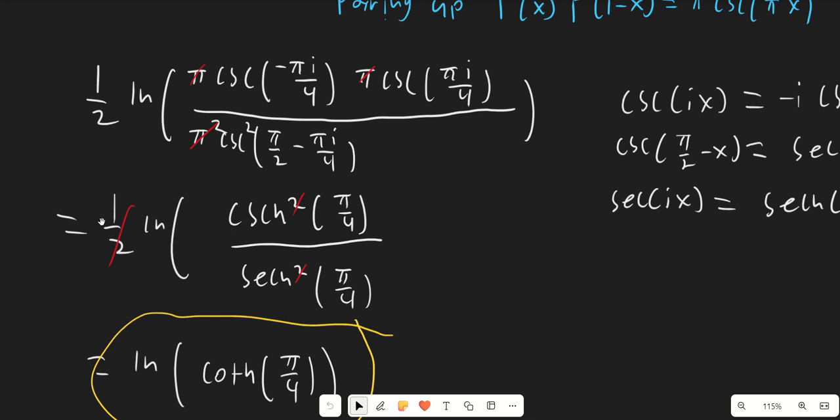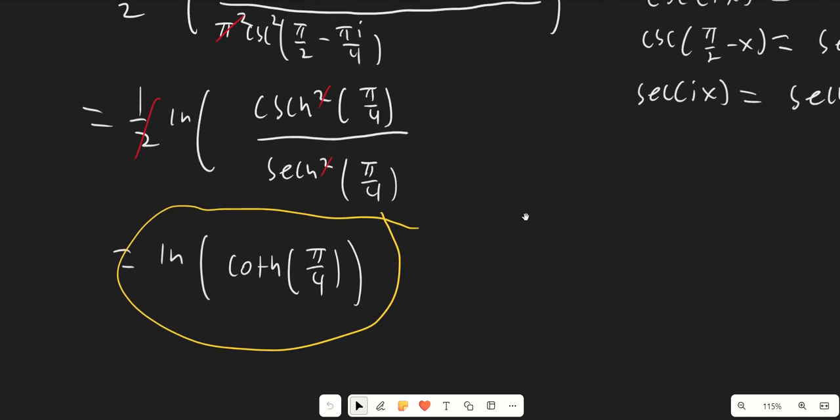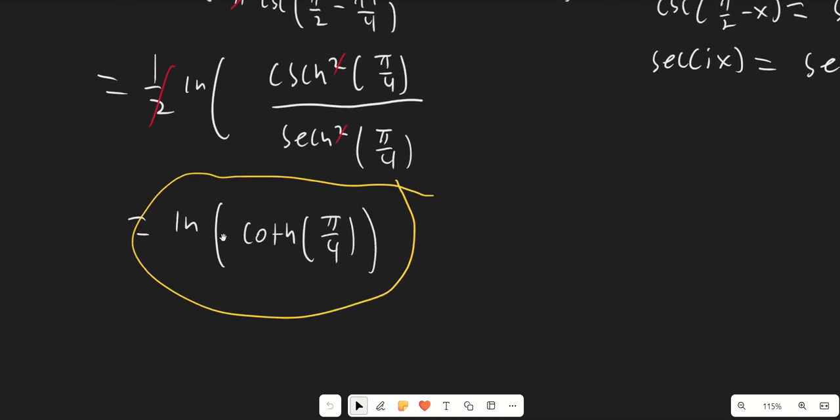And this is what we end up getting, 1 half natural log of cosech squared of pi over 4 over sech squared of pi over 4. We can cancel out these squared powers right here with the 1 half due to the properties of the natural logarithm, and we just get natural log of cosech of pi over 4 over sech of pi over 4, which is the same as cosh pi over 4 over sinh pi over 4, or natural log of hyperbolic cotangent of pi over 4. So that was a pretty straightforward problem.